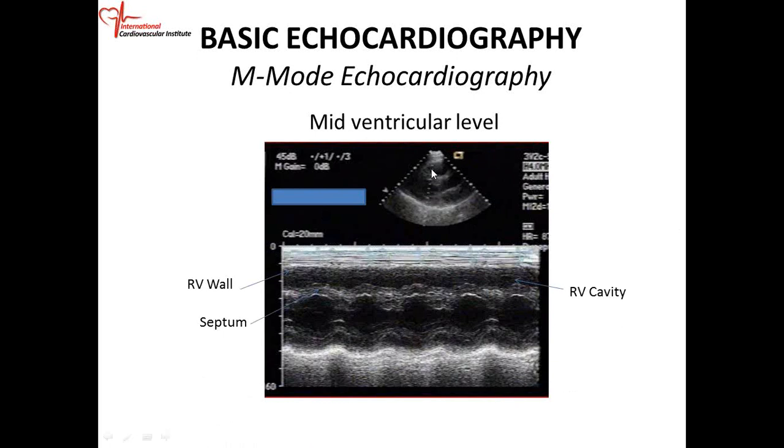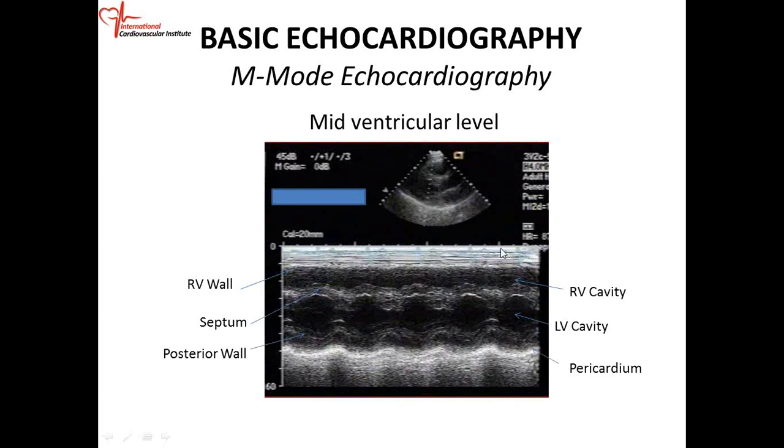After it crosses the RV cavity, it comes to the septum. After the septum, then it goes to the LV cavity. After the LV cavity, it goes to the posterior wall. And below the posterior wall is the pericardium.